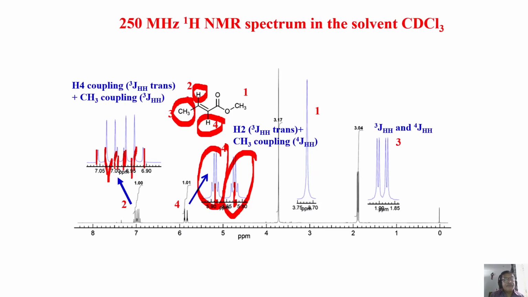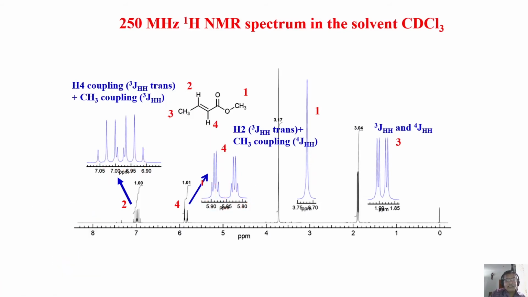So you get a doublet of quartets again. But the quartet separation is much better here than this because it's a 3-bond coupling. This is a 4-bond coupling, which is much smaller. As a consequence, we could safely say this is proton 2, this is proton 4, this is proton 3, this is proton 1. Now it is very clear how we analyze. Taking into account the multiplicity pattern and trans coupling, we could easily analyze.